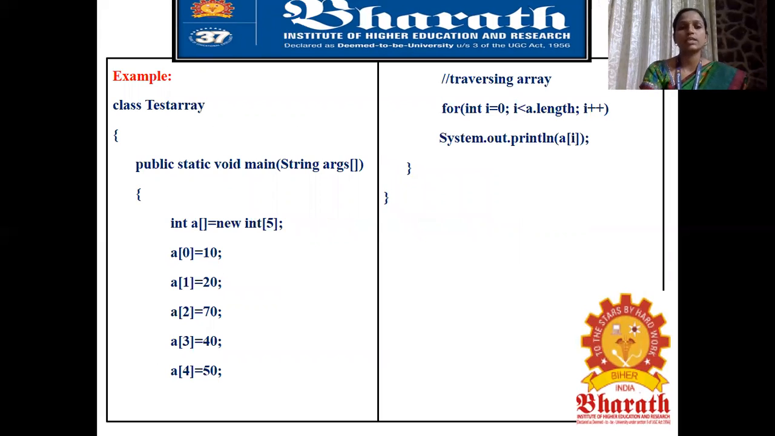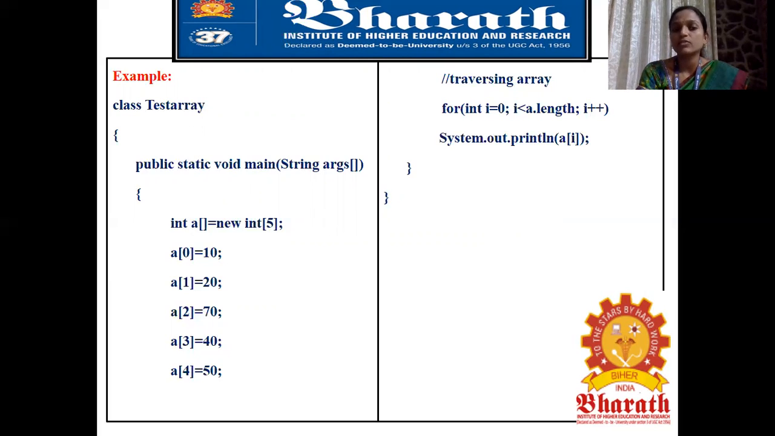Next we will see one example. Class TestArray. So TestArray is the class name. In the opening braces, we have already seen one example. In that example itself, we told void main. Before void main, there should be a class. So that is the class. Public static void main, String args. Opening braces: this opening brace is for the void main.